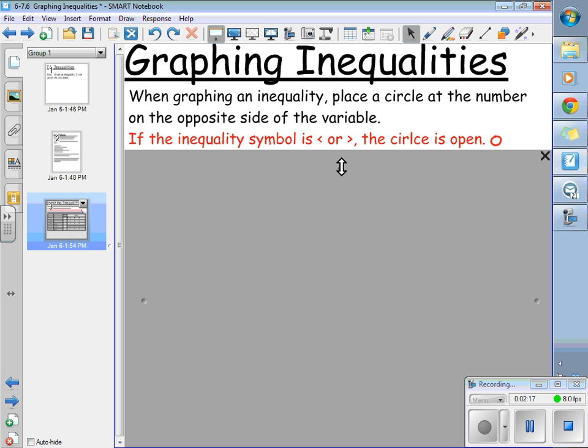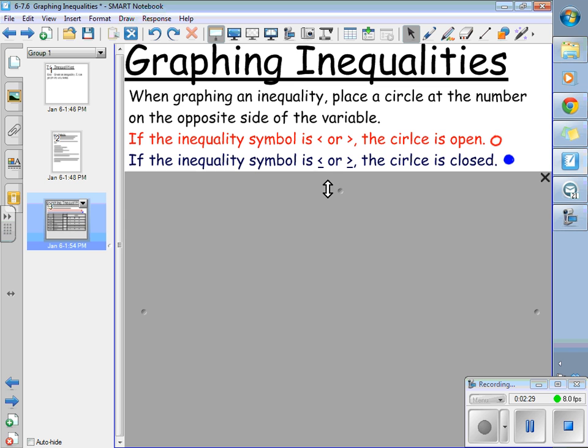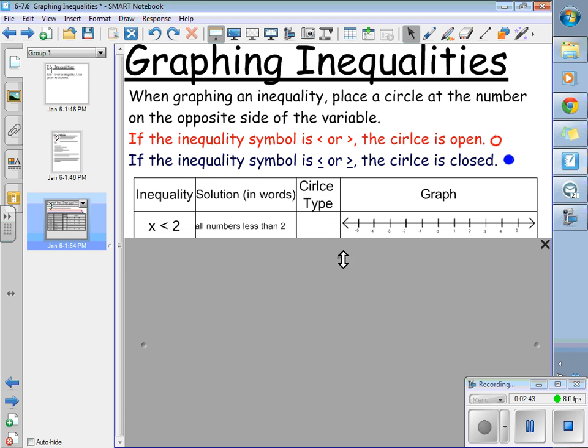If the inequality symbol is less than or greater than, we do an open circle. And if the inequality is less than or equal to, or greater than or equal to, the circle is closed. That means it includes it. This one excludes it. Okay? So we're going to look at this.